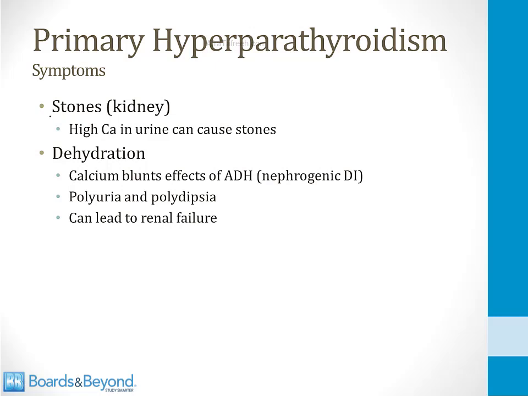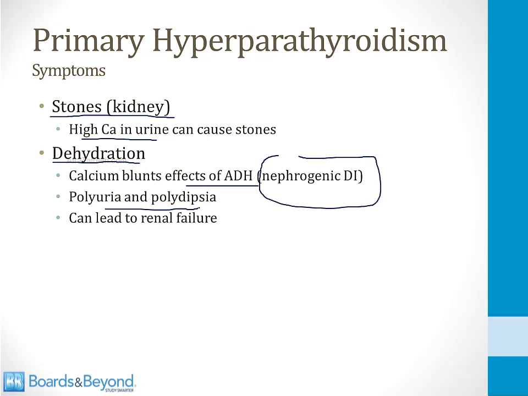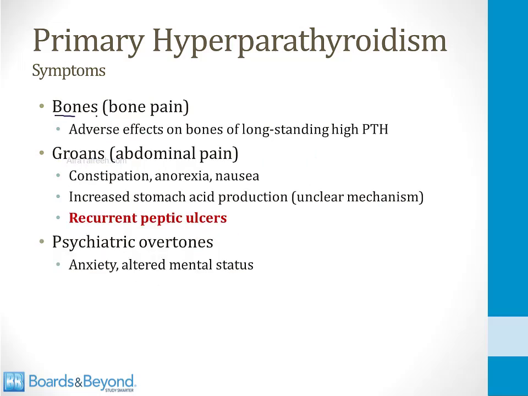As I said before, you can develop kidney stones. This is from high calcium in the urine causing kidney stones. You can also see dehydration in hypercalcemia. This occurs because calcium blunts the effects of antidiuretic hormone. This causes a picture that looks like nephrogenic diabetes insipidus with polyuria and polydipsia, and if it's severe, it can lead to renal failure.